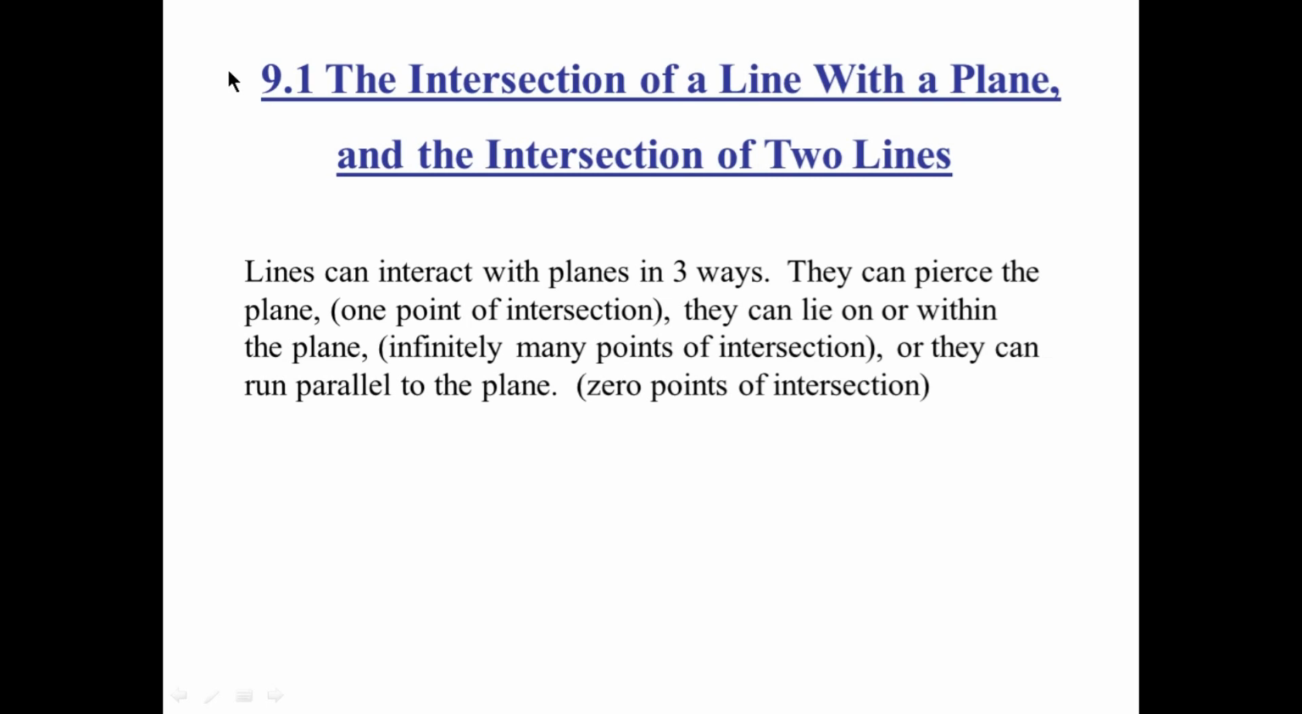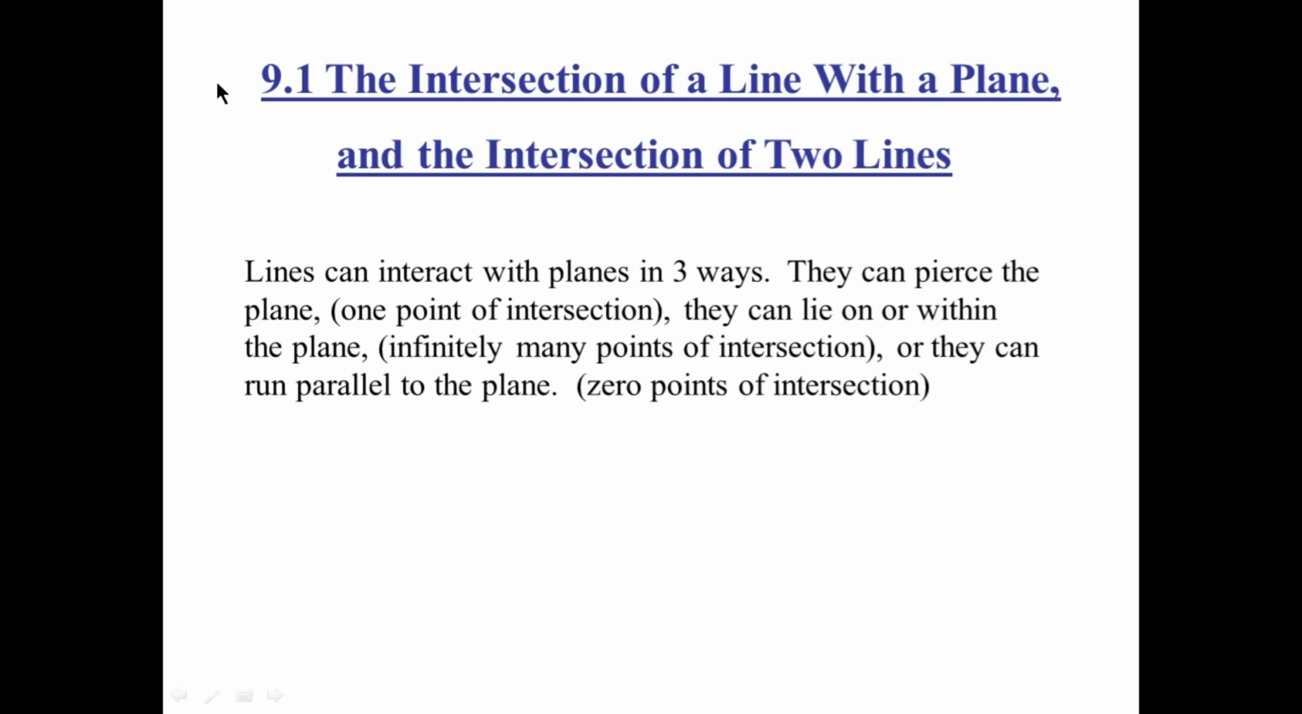Lines can interact with planes in 3 ways. They could pierce the plane and have one point of intersection. They could lie on or lie within the plane, so there would be infinitely many points of intersection. Or they could run parallel to the plane, just very much like an airplane flying across a flat area of ground and never touch it. So they could run parallel to the plane and there would be 0 points of intersection. So those are the 3 ways that they could intersect.